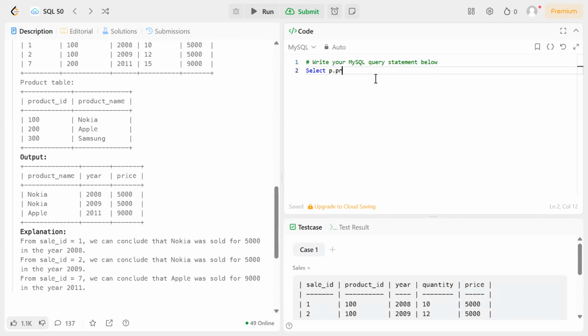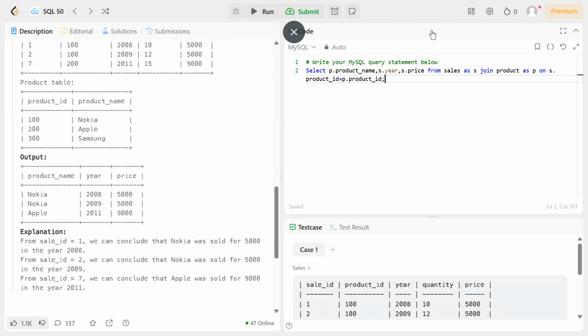selecting p.product_name, s.year and s.price from sales table as s, and join on product p, product as p, on s.product_id equal to p.product_id, and that's it.